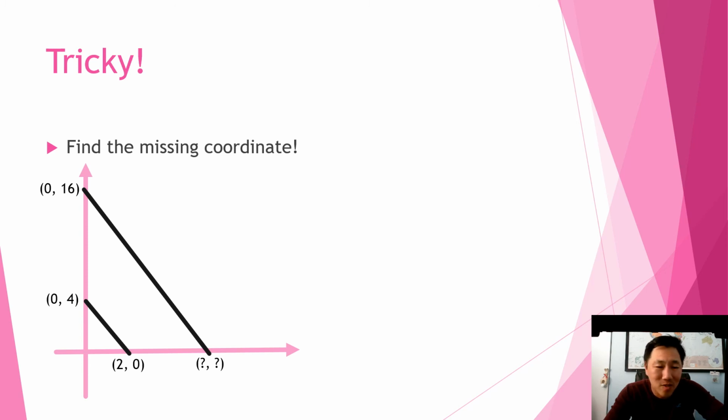It says tricky, but it's not tricky at all. You have to find the missing coordinates. So you have to find this point right here. And it's pretty easy to do. We have the x and y axis, and there's 2 parallel lines, which means they form 2 triangles that are similar. All you got to do is figure out the scale factor. To go from 0,4 to 0,16, you have to multiply by 4. So then you just do the same thing to here, multiply by 4. And we have 8, 0.